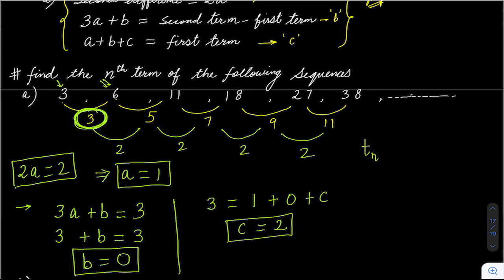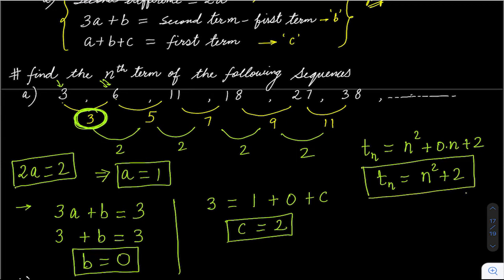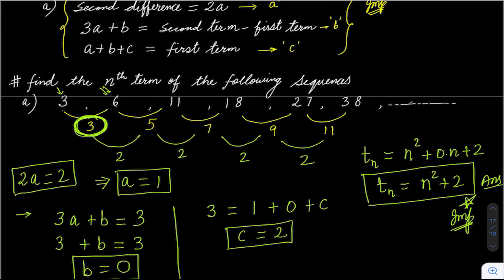So what is my general term, or nth term, for this sequence? It is an square plus bn plus c. So my answer is Tn is nothing but n square plus 2. That's it. Done. This is my answer. I hope you understand this. It's very easy. You just have to remember these 3 very simple steps.